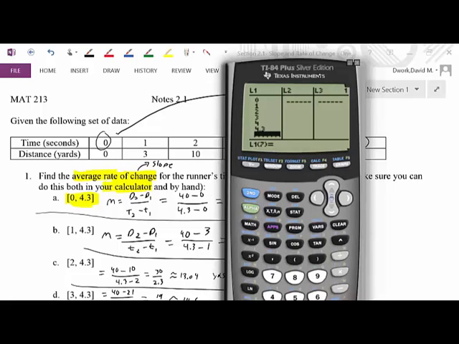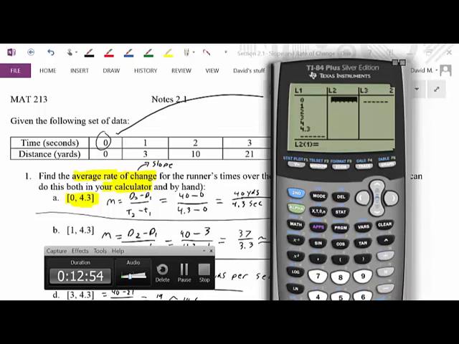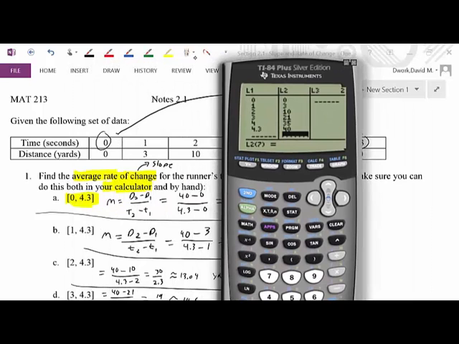Okay, so what we're going to go ahead and do now is go over and put in our Y values, or our distance values. So I'm going to pause the video and get those in. You do the same thing. These will just be our distances. Okay, so now we have all of our data in.